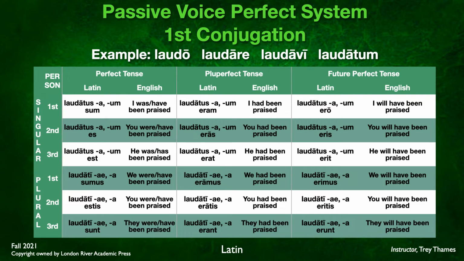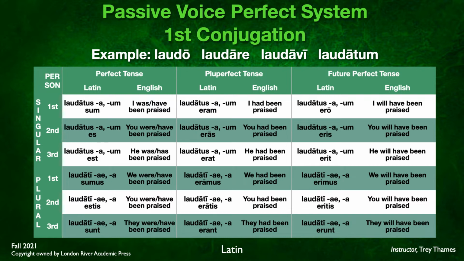Now for the pluperfect, we're going to take the laudatus, -a, -um again and add eram, eras, erat. And in the plural, we take the laudati, -ae, -a forms, the plural forms here, and we add eramus, eratis, erant. The translation is had. Had is the key helping verb to see pluperfect. I had been praised. You had been praised. He had been praised. We had been praised. You all had been praised. They had been praised. So anytime you see had in here, this is going to be pluperfect.